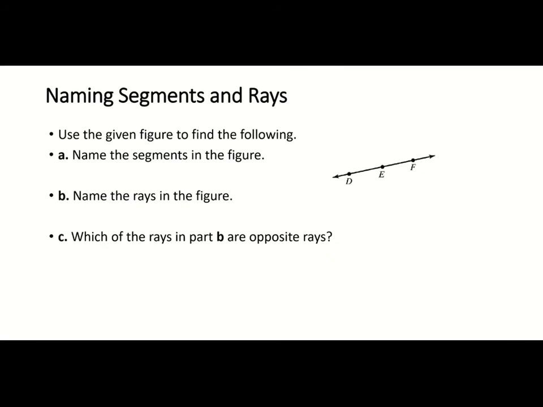All right, and I want you to take a minute, pause the video, and see if you can answer these questions. So I want you to use this figure right here and name the segments in the figure. Can you list different segments? Maybe give us like 3 different segments in the figure. Name the rays in the figure, so find some different rays, and then the rays that you name in B, which ones are opposite rays? And again, pause it for a second. Try to do that. Write it on your paper. It's good practice. And then come back and check your answers.